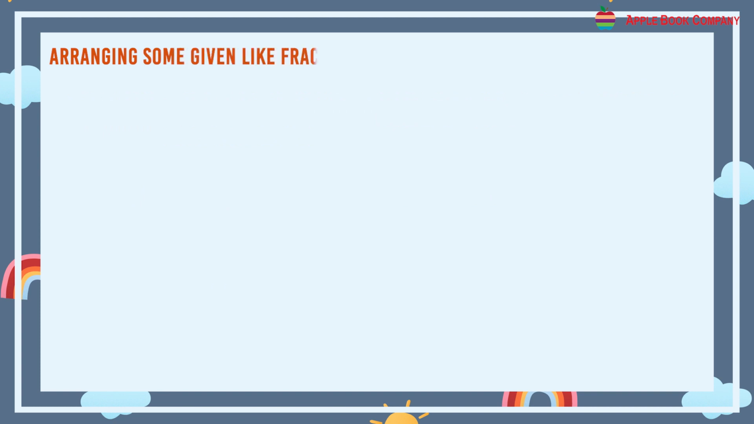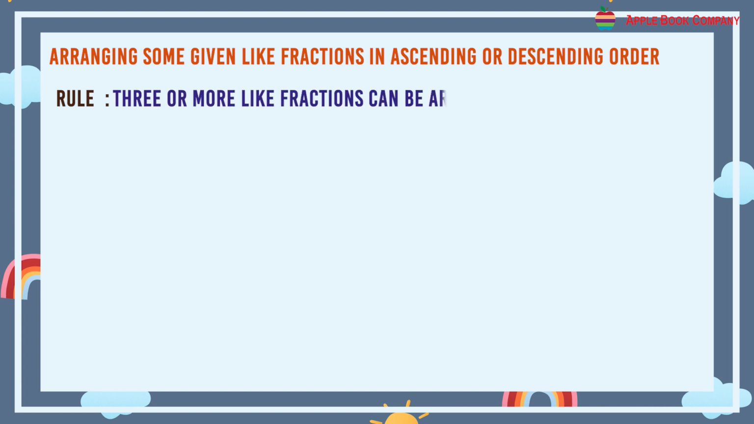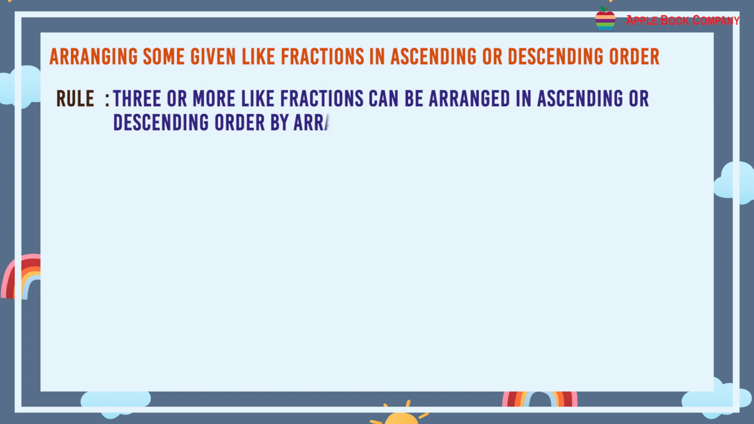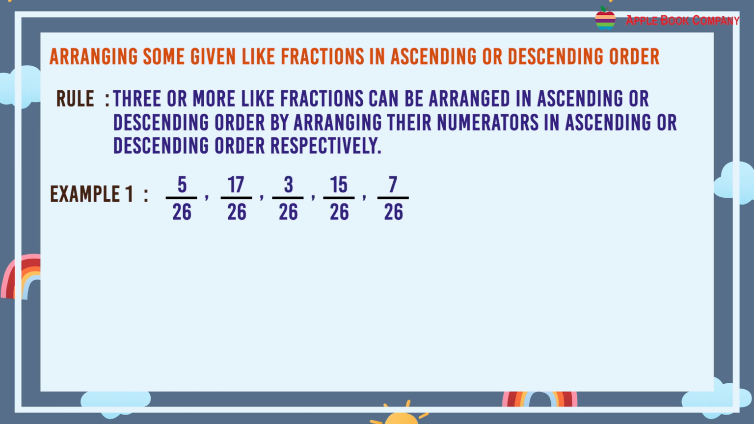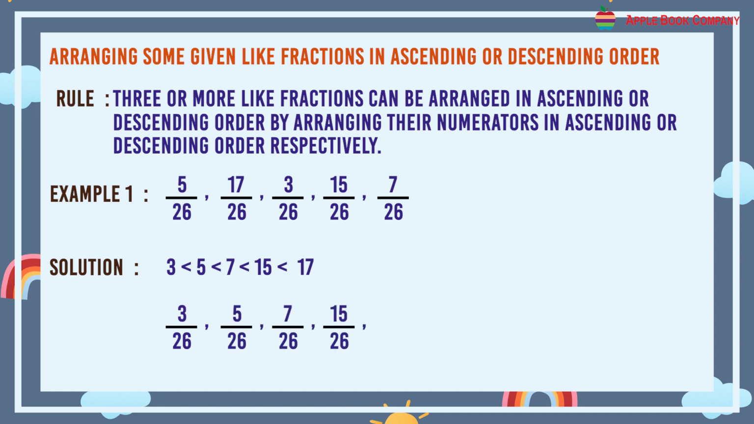Arranging some given like fractions in ascending or descending order. Rule. 3 or more like fractions can be arranged in ascending or descending order by arranging their numerators in ascending or descending order respectively. Example 1. Arrange the fractions 5 by 26, 17 by 26, 3 by 26, 15 by 26 and 7 by 26 in the ascending order. Solution. We know that 3 is less than 5, 5 less than 7, 7 less than 15, 15 less than 17. Therefore, 3 by 26, 5 by 26, 7 by 26, 15 by 26, 17 by 26. These fractions are in ascending order.